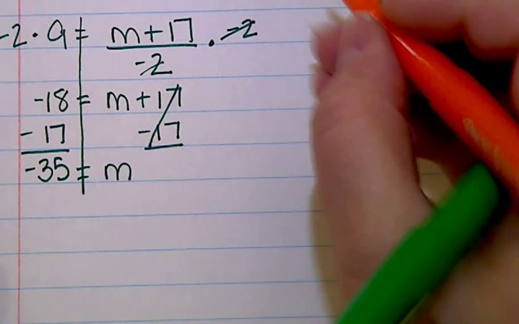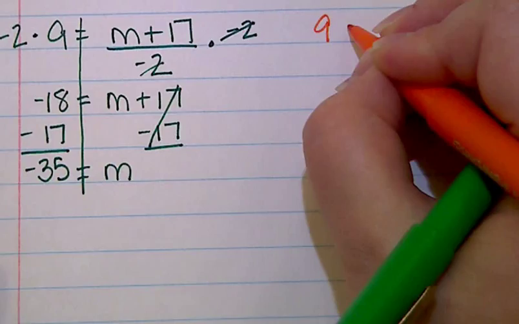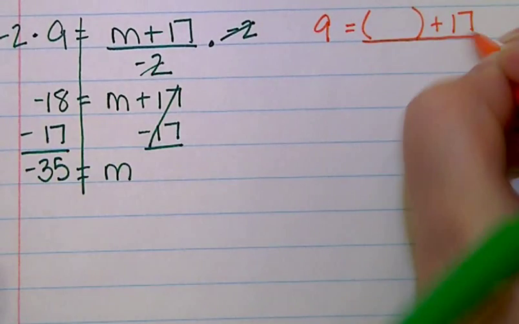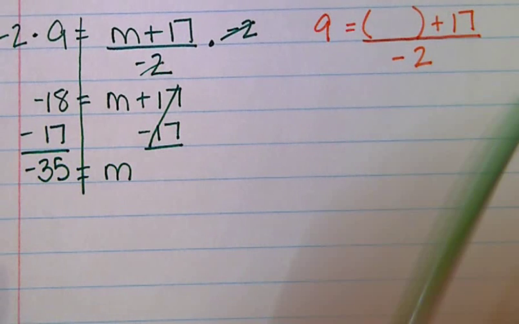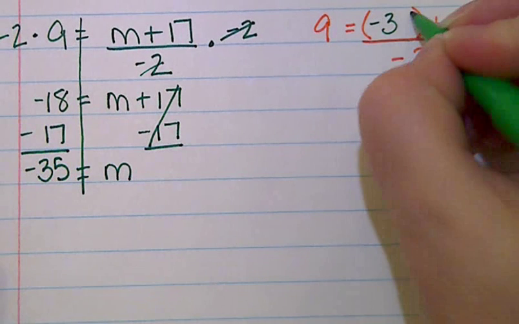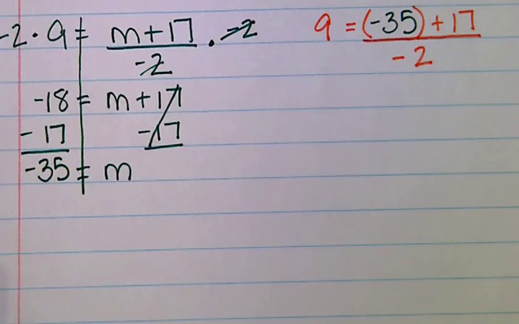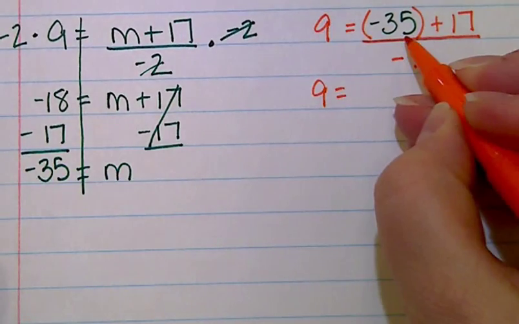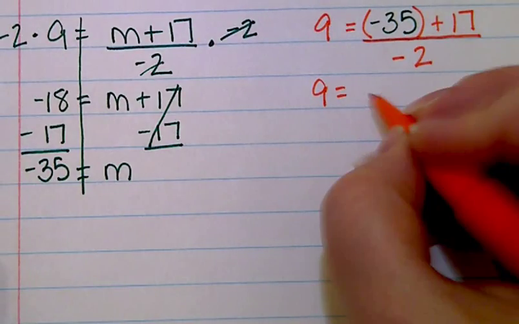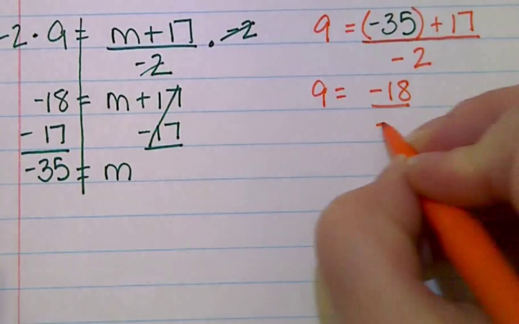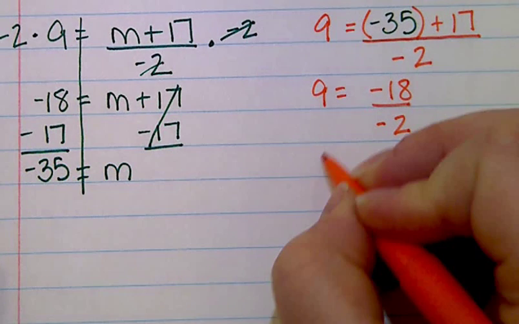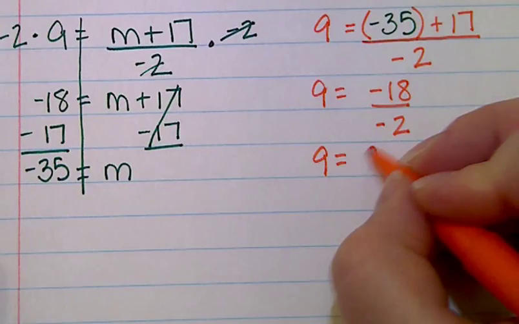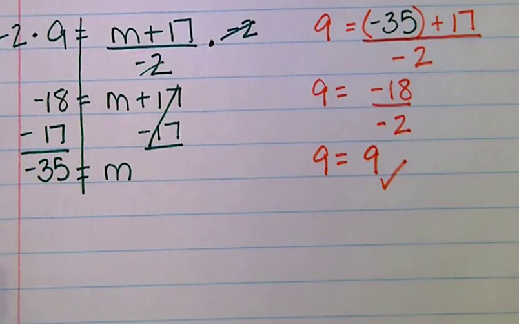Let's see how we did. I have a 9 is equal to something plus 17, all of that divided by -2. And I think that something is a -35. 9 is equal to -35 plus 17, which is a -18, divided by -2. 9 is equal to -18 divided by -2, which is a +9. And again, we solved it correctly.